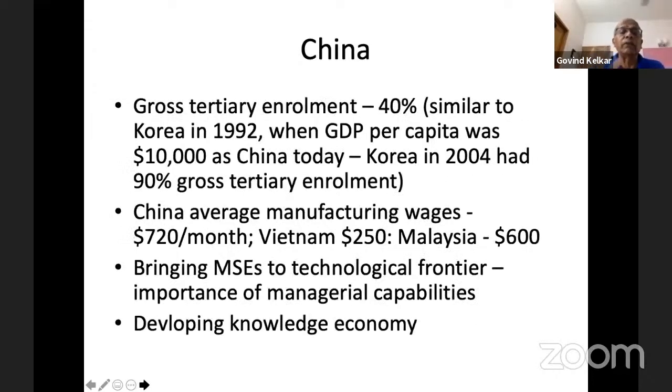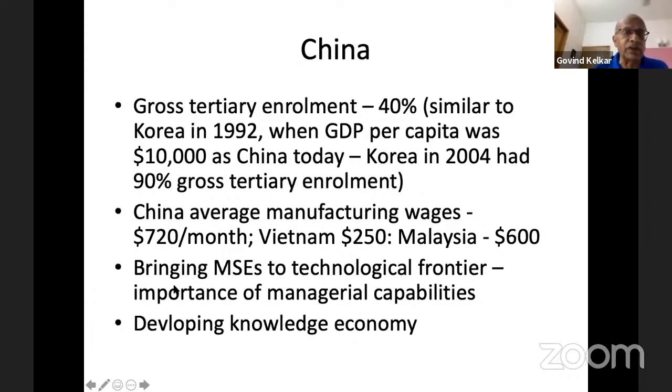So that was on one side. On the other side, look at the supply. Gross tertiary enrollment. Tertiary means college level and higher. It is 40% now, compared to what Korea was in 1992. Of course, Korea now has 95% of gross tertiary enrollment. That means 95% of the educated go through into college level education. I don't have the figure for India, but you can imagine what it'll be. It'll be less than 10%.